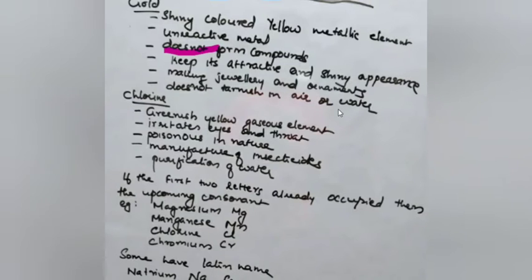We already know that it has a shiny appearance and its color is yellow. Then it is an unreactive metal, that is, it does not react with other metals. That is the main property of gold. So it does not form compounds and keeps its attractive and shiny appearance, used for making jewelry and also ornaments. It does not tarnish in air. It is not easily destroyed in air or water.